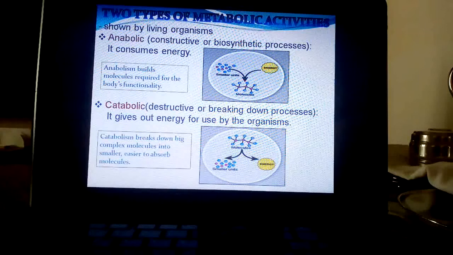Anabolism builds molecules required for the body's functionality, that means for the body to function properly. Catabolism is the sum total of life processes resulting in the breakdown of protoplasm. Got it? That means catabolic processes are destructive or breaking down processes. It gives out energy for use by the organism. Catabolism breaks down the big complex molecules into smaller, easier to absorb molecules.